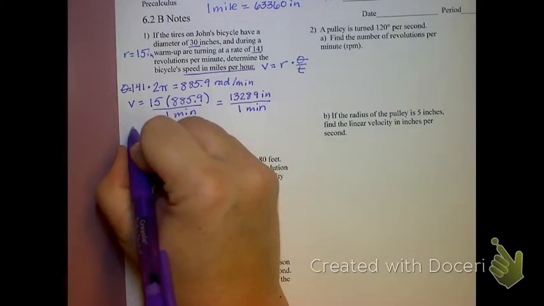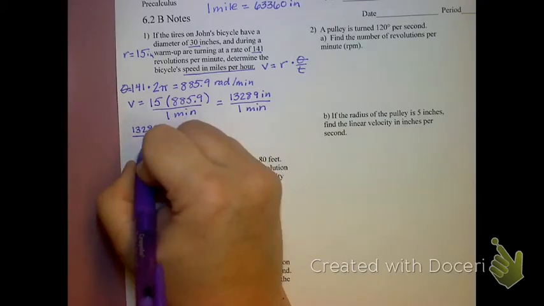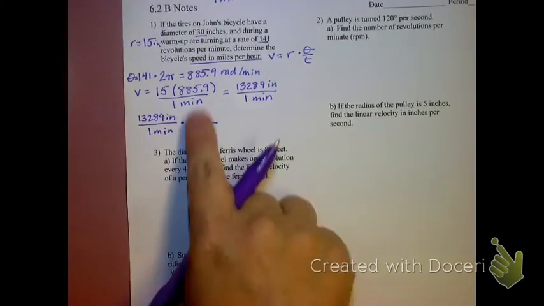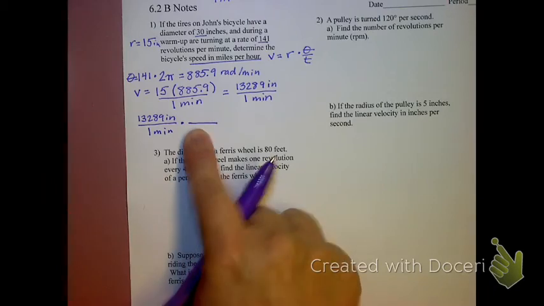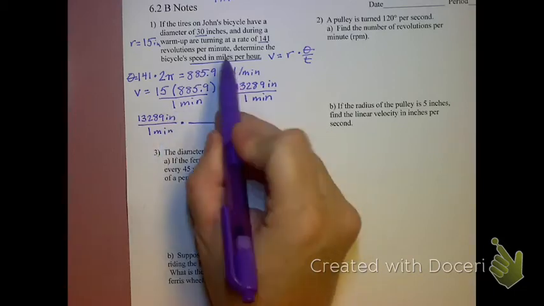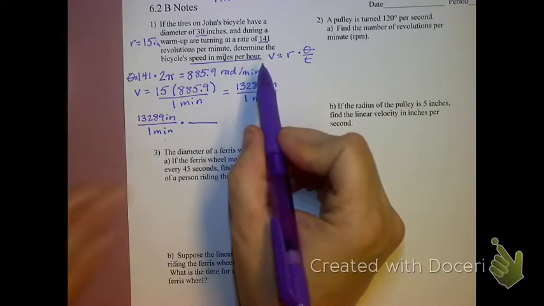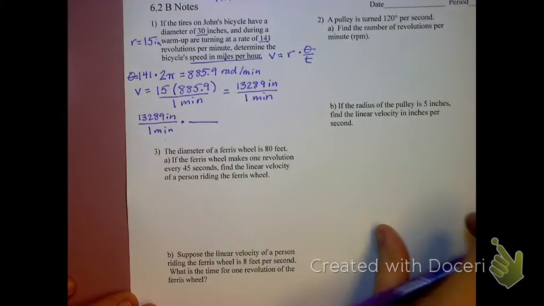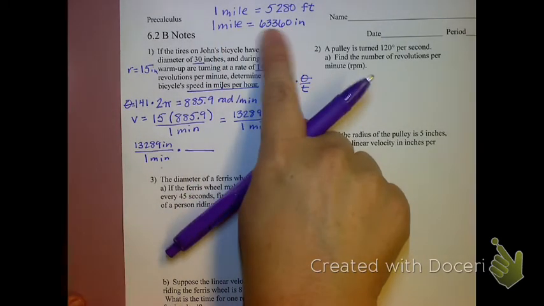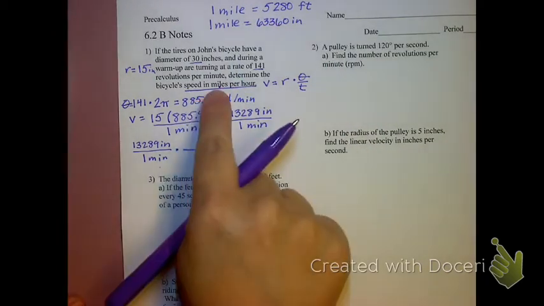So I have a little bit of work I need to do. So let me write this over here. 13289 inches over 1 minute. Now I'm going to multiply this by a set of fractions, and these fractions all have to have an equivalent measurement on top and bottom, but I need to get inches to end up canceling out and equaling miles, and I need to get minutes to cancel out and equal hours. So I'm going to start with the inches. What do I know about a mile? Well, we've decided this at the beginning. 1 mile is 63,360 inches.